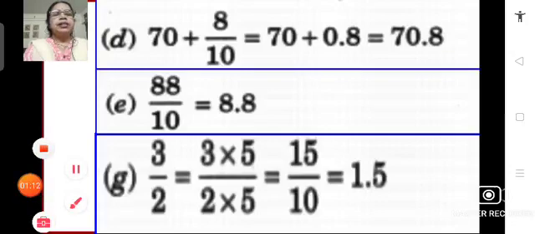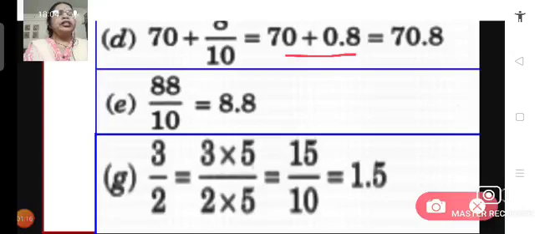Now next one, D, 70 plus 8 upon 10. That means 70 plus 8 tenths. So it becomes 70 plus 0.8. So the answer is 70.8.